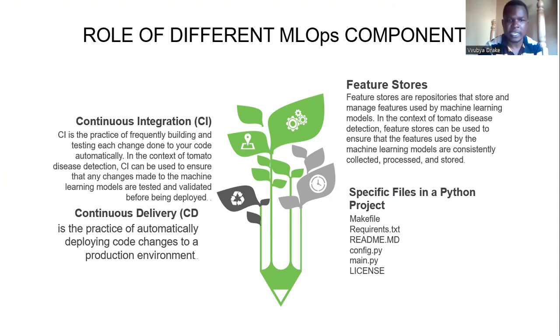Then different roles of different ML components. Continuous integration, we've seen in case of any change, we can easily integrate this code or these bugs into the system. Continuous delivery. So every time we have to constantly and automatically deploy code changes to the production environment. Then feature stores, just storing different features that are used by these machine learning models, like the plant leaves. Then specifiers of the makefile, requirements, readme, then main.py, and then the license, which shows the different license on which it's running, configuration, and also the important configurations of this model.